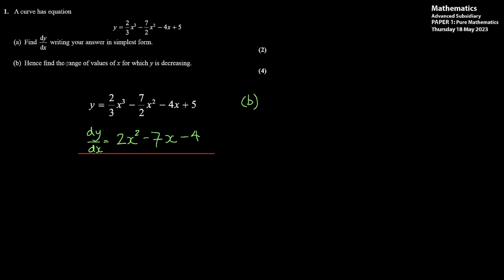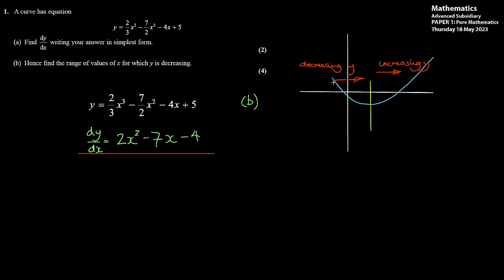Part B. Find the range of values for x for which y is decreasing. So if this is the shape of our curve, and I'm certainly not saying it is, the value of y is decreasing all the way up to this point here, and from this point the value of y increases. And what distinguishes the decreasing values of y is a negative gradient. So we've got to find out when our gradient function is less than 0.